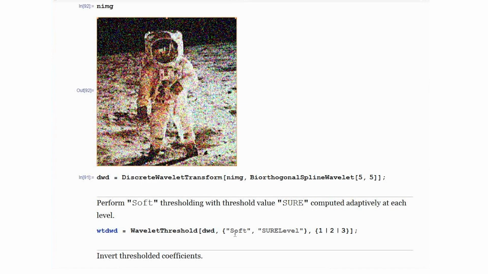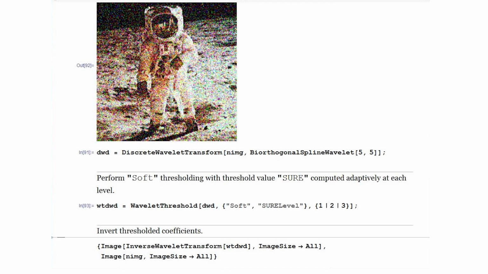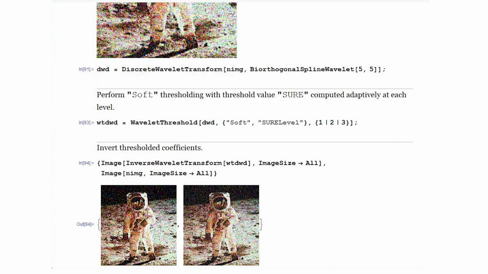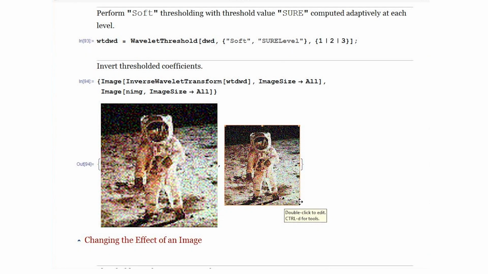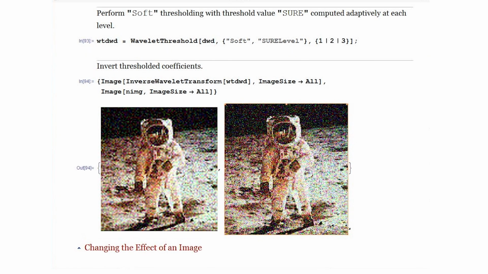In this case, we are using the soft method, and we are going to make use of an algorithm associated with the SURE method, and we are going to apply the threshold on certain coefficients and evaluate that. And now when you invert this modified wavelet transform and compare it with the original image, you can see that the noise has been, rather than eliminated, I would say smoothened out. On the left is the modified image, on the right is the original noisy image.